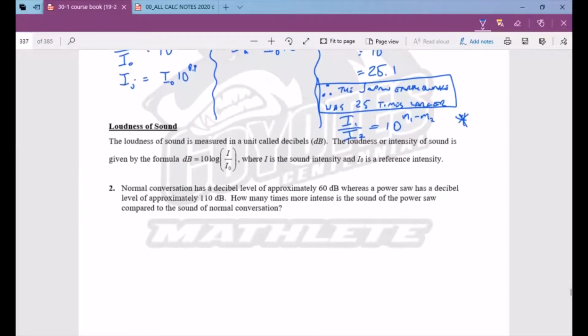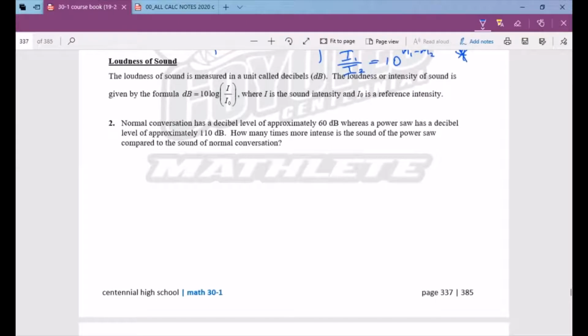All right, so we're going to do a similar thing with comparing sound loudness. Sound is measured in a unit called decibels. Our intensity of sound has this formula where dB is equal to 10 log I over I naught, where I is your sound intensity and I naught is your reference intensity. The only difference between this and our earthquake formula is this factor of 10. And really what that relates to is the fact that we are looking at decibels, and the fact that 10 decibels is equal to 1 bell.